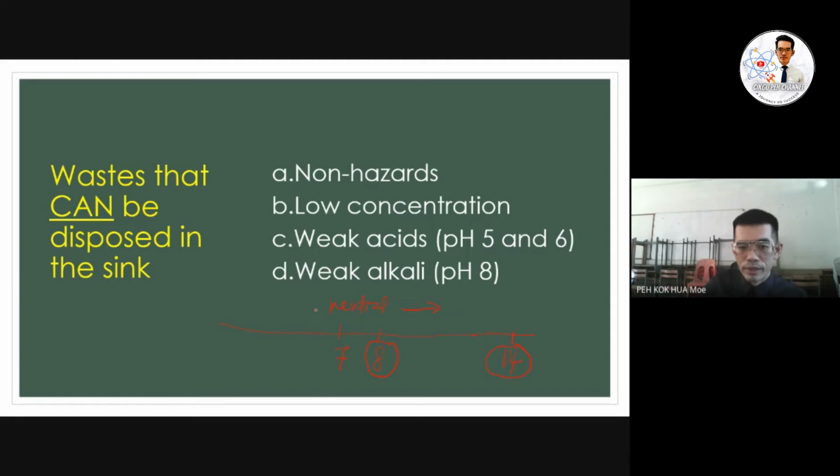While when the pH value is less than 7, for example 6 and 5 here, these 2 pH values are considered a weak acid. As the pH value decreases, the strength of the acid increases. For example, here we have sulfuric acid, which is very corrosive. So these 4 chemicals are able to be straight away disposed into the sink.